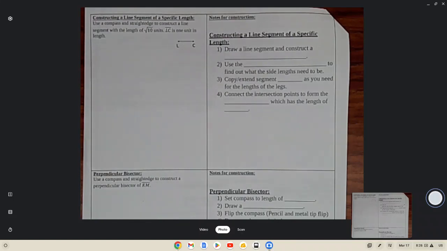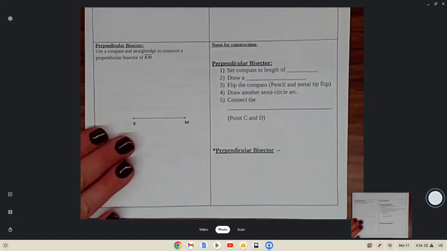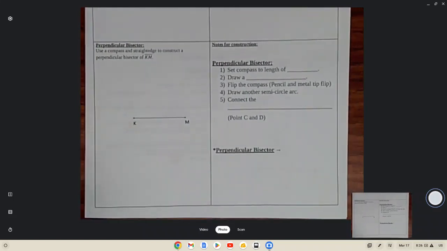Okay. Actually, you know what? I'm going to flip this. I'm going to do this perpendicular bisector first because we actually need a perpendicular bisector for constructing a line segment. So we're going to do perpendicular bisector first. It's actually the second one that's on that sheet. Okay.